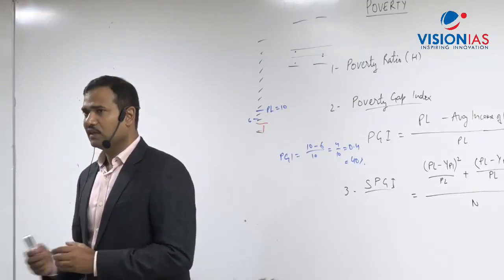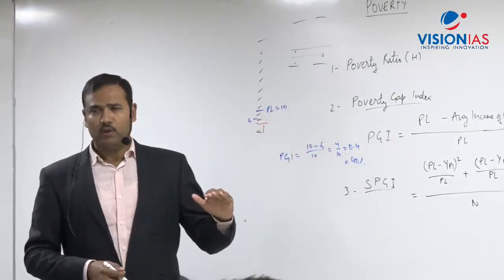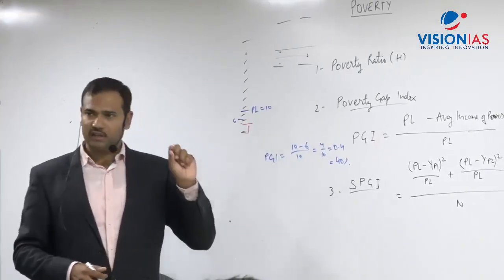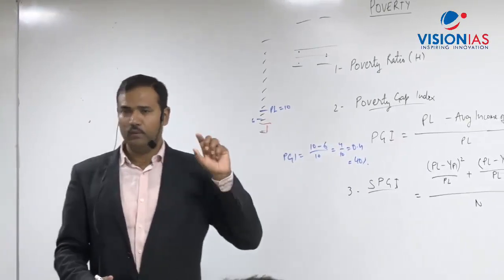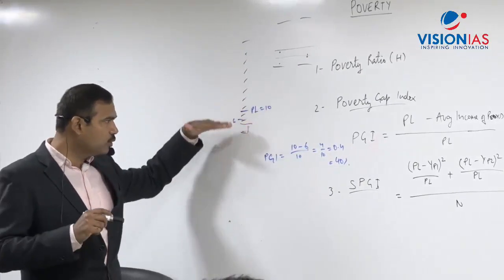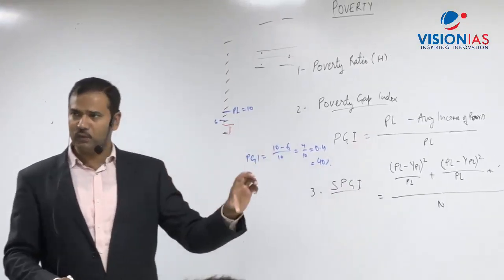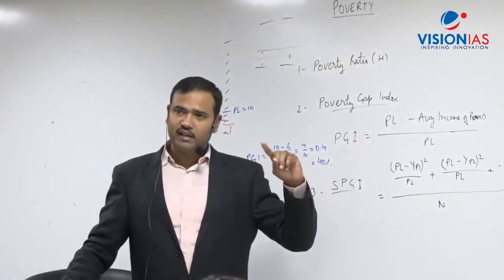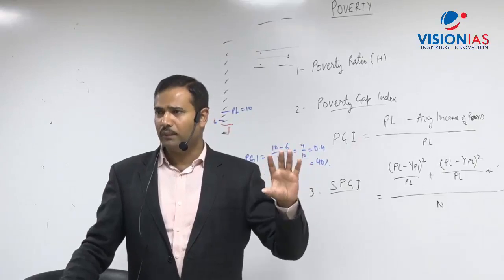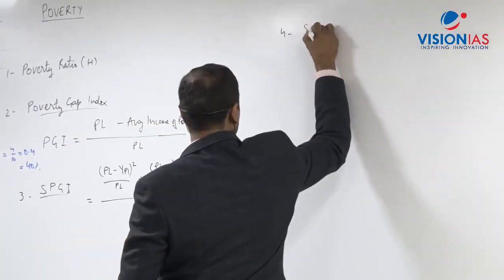Okay, any other doubt? Now we were taking up measurement of poverty. I told you the poverty ratio measures the extent of poverty: what percentage of people are poor. The poverty gap shows severity, how poor they are, or on average how much below the poverty line they are living. And the third measure takes into account inequalities among the poor. Now one last measure in this is the Sen index of poverty.